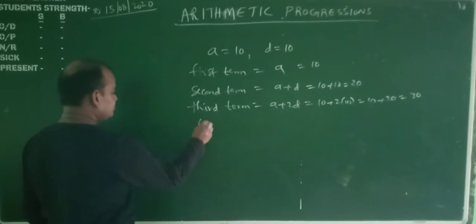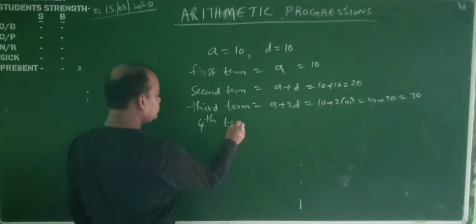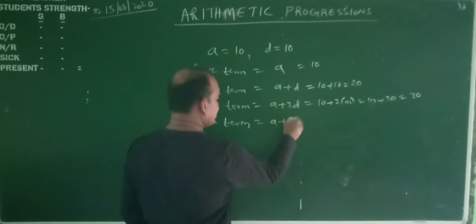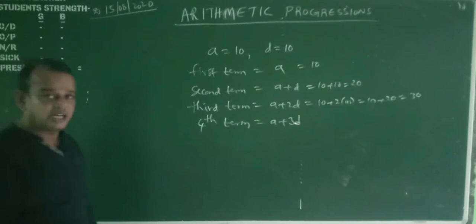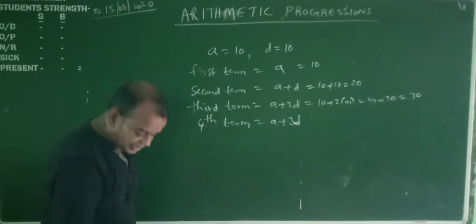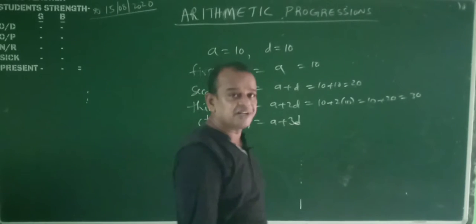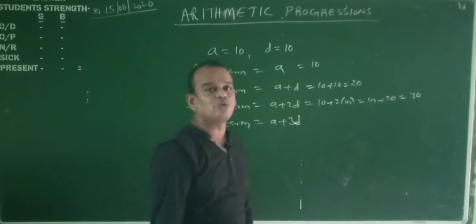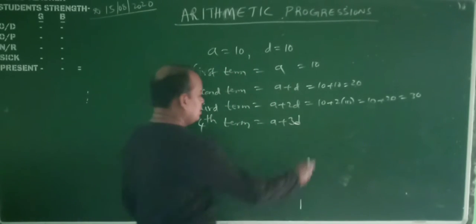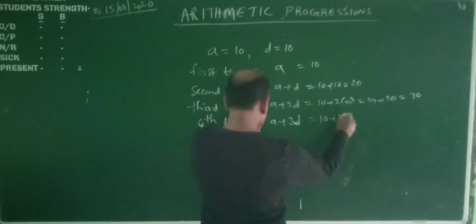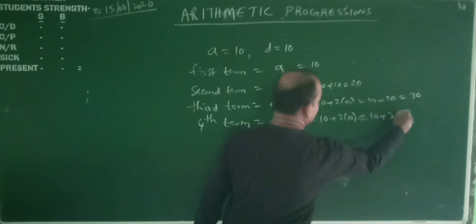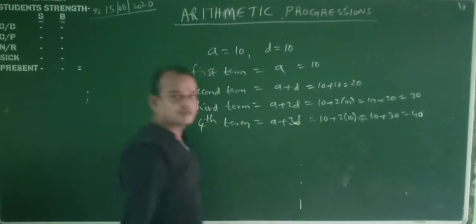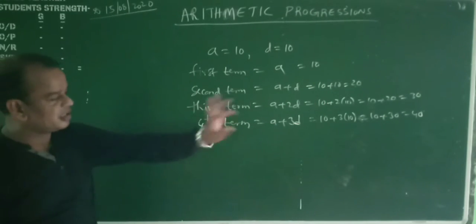Fourth term. What is the fourth term? A plus 3D. Fifth term A plus 4D. 20th term A plus 19D. 25th term A plus 24D. For the fourth term, that equals 10 plus 3 into 10, that is 10 plus 30, that equals 40. What is the series? 10, 20, 30, 40.